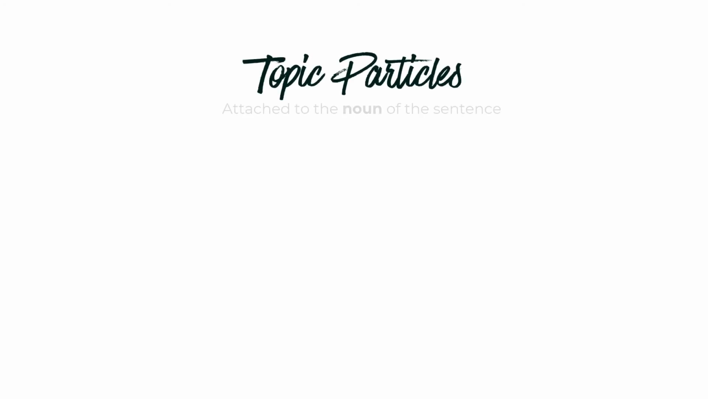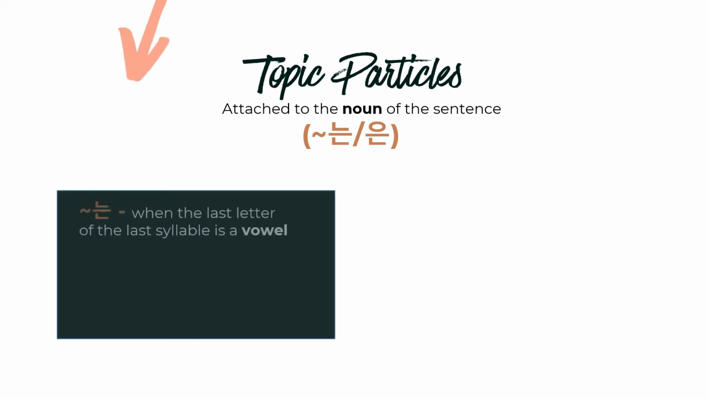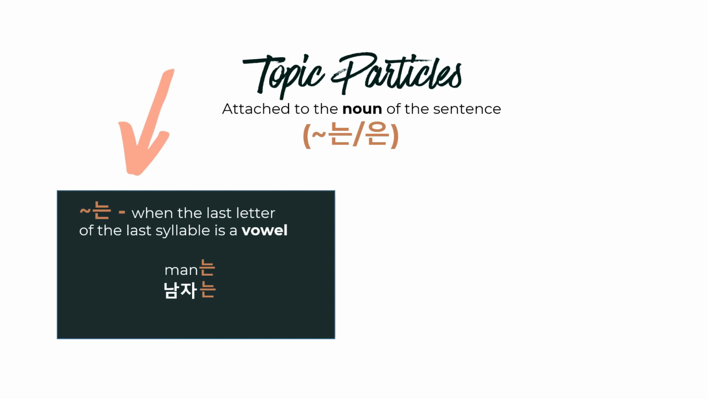From here on out, you need to have an understanding of the Korean alphabet. So if you don't, I suggest that you review them first. Let's have the topic particles, which are attached to the noun of the sentence, and we use nun and un. So when do we use nun? When do we use un? We use nun when the last letter of the last syllable is a vowel. So for example, we have the word man, which in the Korean language ends in a vowel, namja. Therefore, we have to add nun.